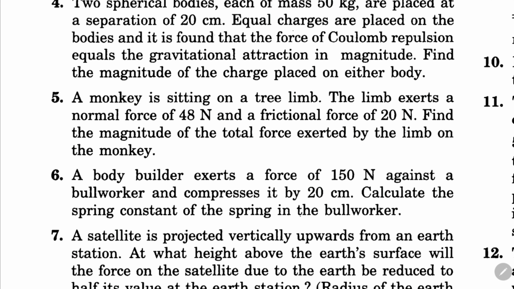So let's proceed to the next question. So here we have a monkey who's sitting on a tree limb, and the limb exerts a normal force, upward force of 48 Newton, and the frictional force is 20 Newton. So I have to find the magnitude of the total force exerted by the limb on the monkey. So let's first try to understand what the situation is. So the situation is something like this. It is difficult to draw the monkey, but let's say the monkey is sitting like this.